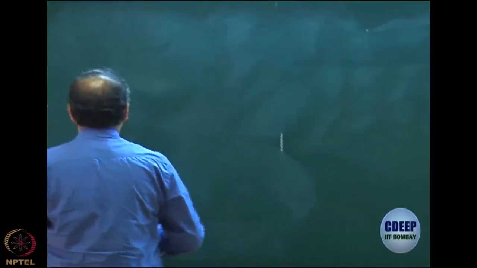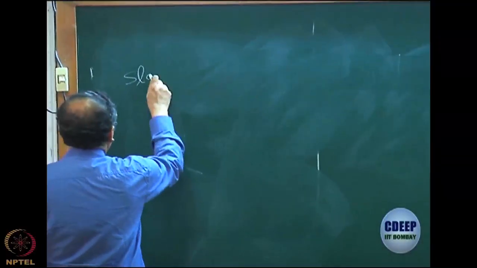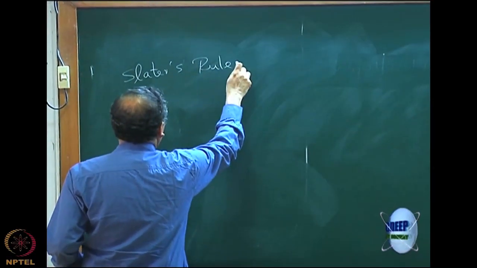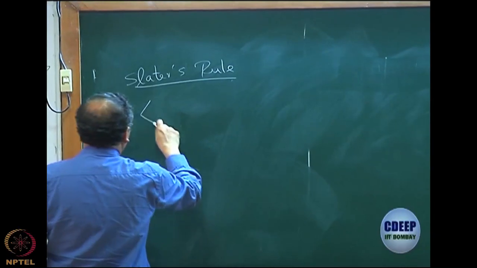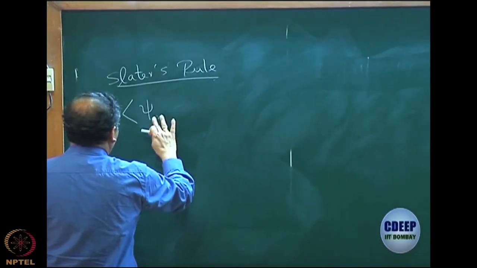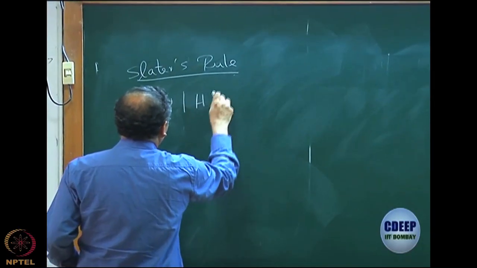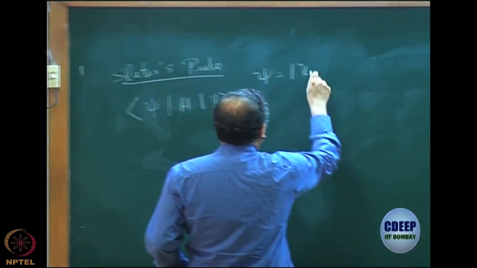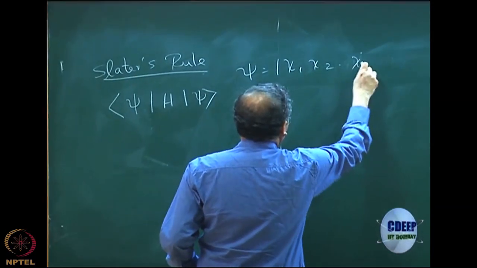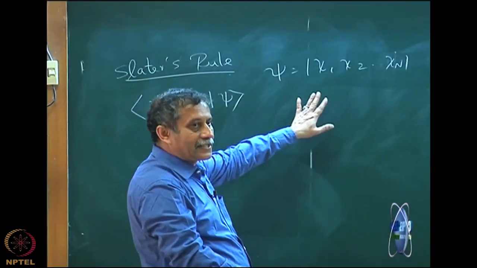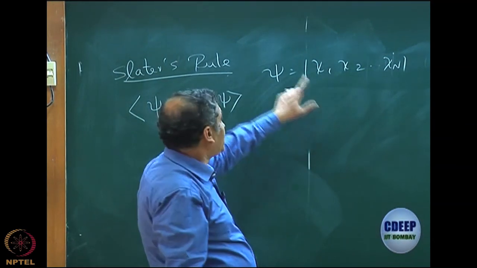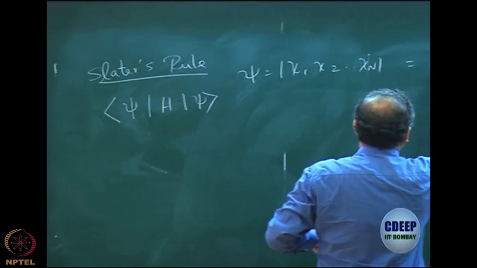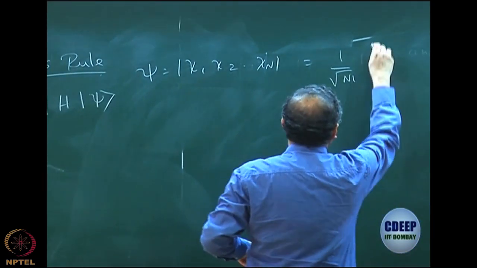So now let me revisit this Slater's rule for matrix element and in particular, of course, for expectation value. So, we wrote down this where psi is chi 1, chi 2 to chi n. Remember, whenever I am writing this, this is a determinant with a 1 by square root n factorial. So, I must mention that this is in full form, it is 1 by square root n factorial.